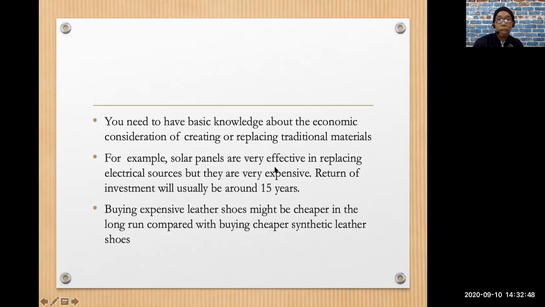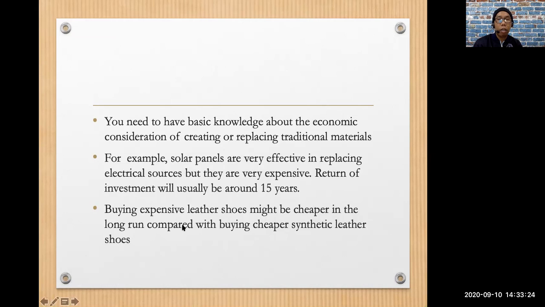For example, solar panels are very effective in replacing electrical sources. Tama nga naman, di ba? But they are very expensive. I don't know kung updated to, pero usually 15 years. May mga studies na rin na they were able to manufacture mga murang solar panels. But yeah, return of investment will usually be around 15 years. So imagine, magandang other source siya ng electricity, pero napakamahal niya.